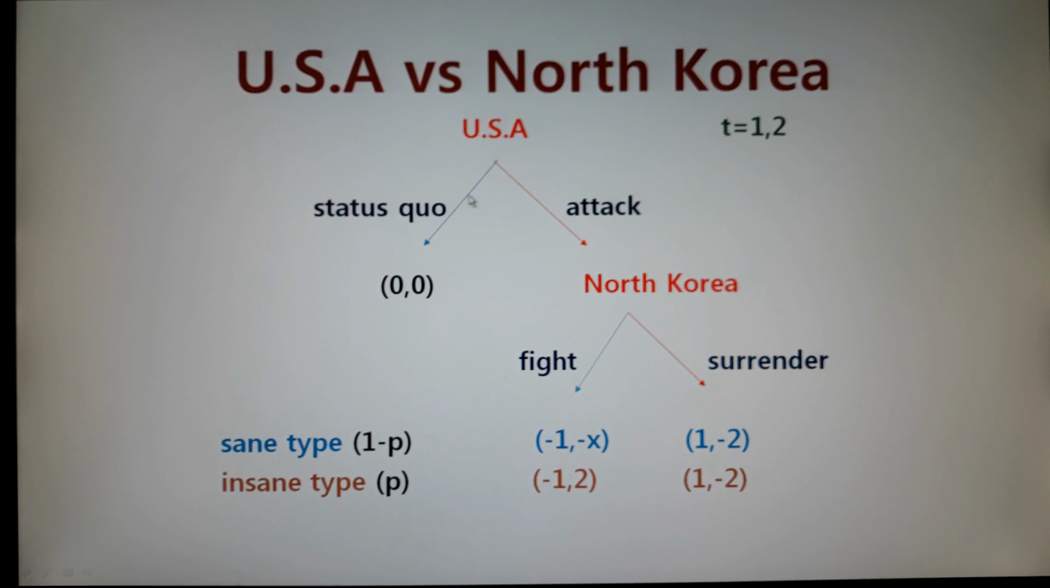More than that, it is not even as good as the status quo, because when the US pressures and North Korea fights, it's a real military attack. Some USA soldiers would be dying and South Korean cities would be destroyed because of North Korean missiles, etc. So for the USA, it's -1. From the USA's point of view, attacking with North Korea surrendering is the best choice, having 1. Just status quo, do nothing, would be 0, second best. Attack and North Korea fights would be the worst, -1.